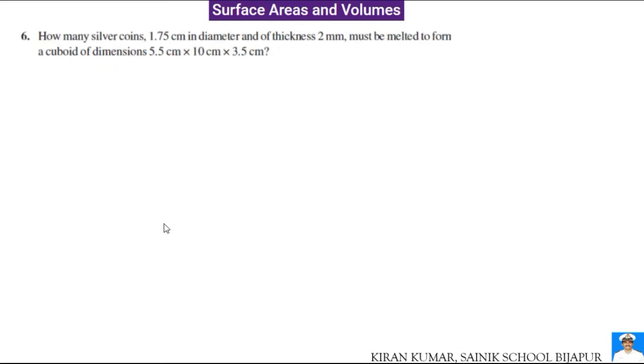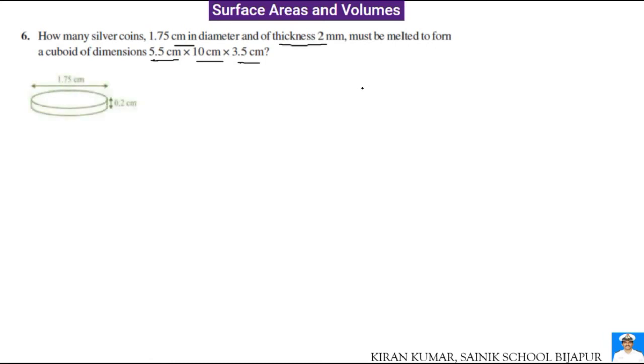Question number 6. How many silver coins 1.75 centimeter in diameter and thickness 2 millimeter must be melted to form a cuboid of dimension 5.5 into 10 into 3.5 cubic centimeters? They have mentioned the thickness and the diameter of the silver coin.